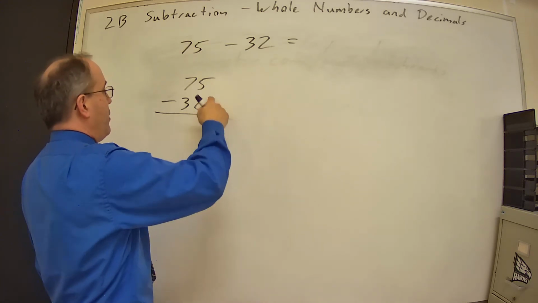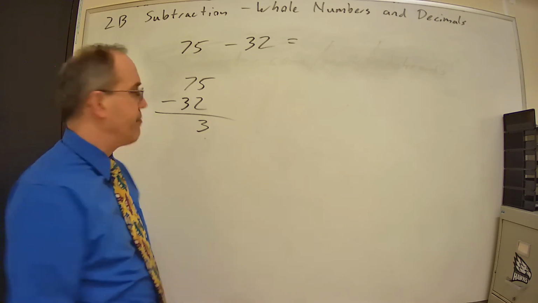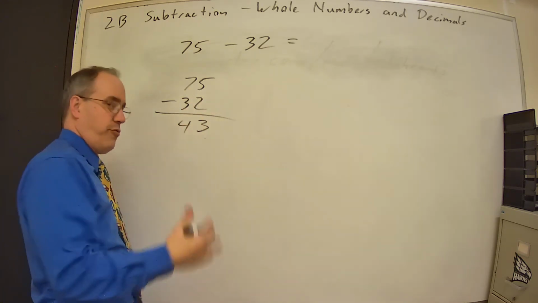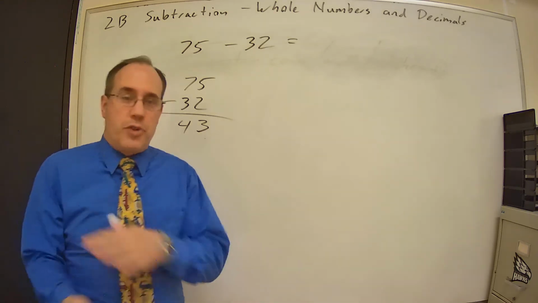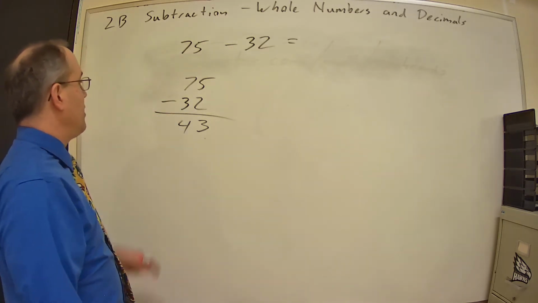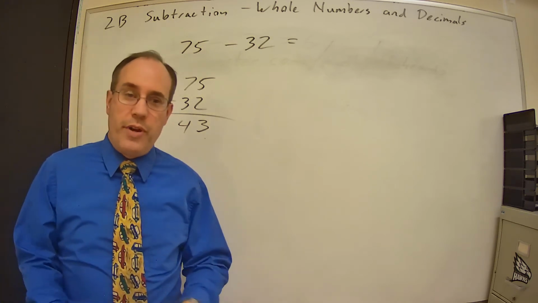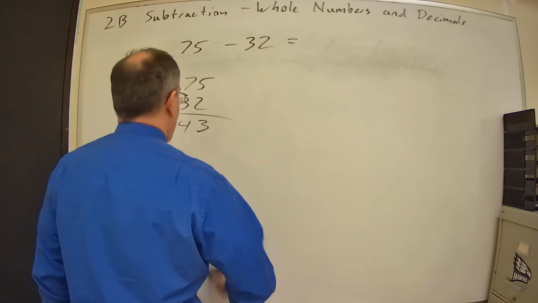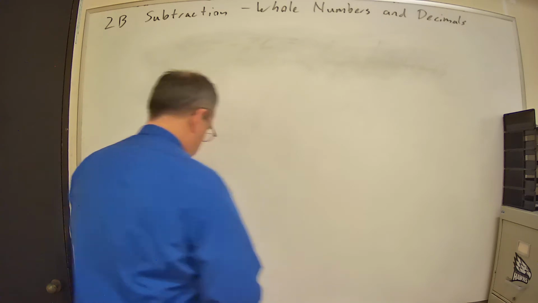and go 5 minus 2 is 3, because I know 2 plus 3 is 5. And then 7 minus 3 is 4, because 4 plus 3 is 7, right? So if we know our addition facts, subtraction should just come right along with it, because it's the opposite operation. So we know 75 minus 32 is 43. So, not bad. Let's go to a larger number, something more than 2 digits.